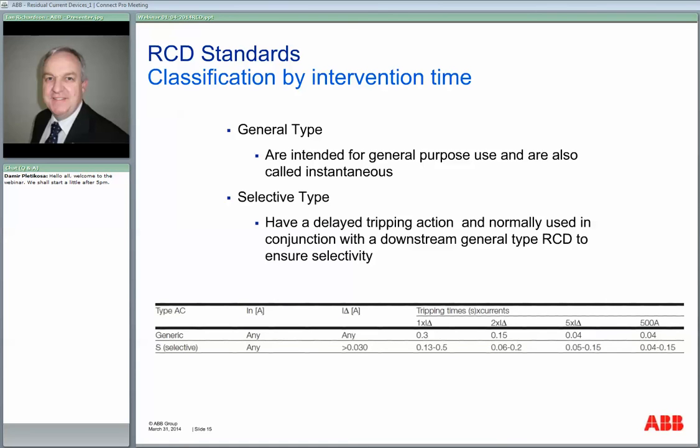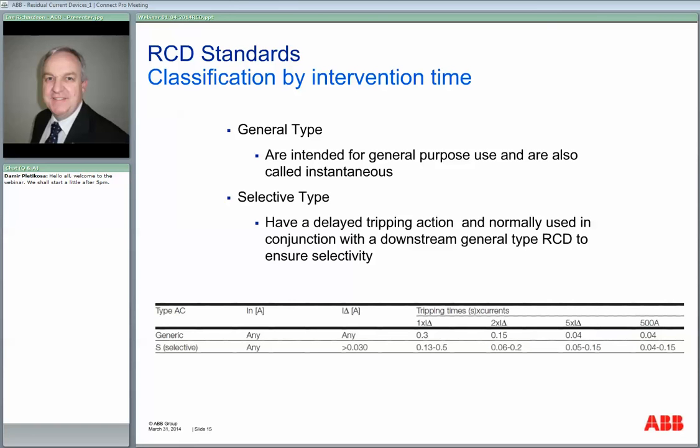So in the standards, you can see here, it's hopefully not too difficult to read, there are certain requirements in relation to their tripping time. At their rated level, if we talk about a 30 milliamp device, it must trip within 300 milliseconds at 30 milliamps. At two times that sensitivity rating, or 60 milliamps, it must trip within 150 milliseconds, and anything above five times, it must trip in 40 milliseconds, I should say.